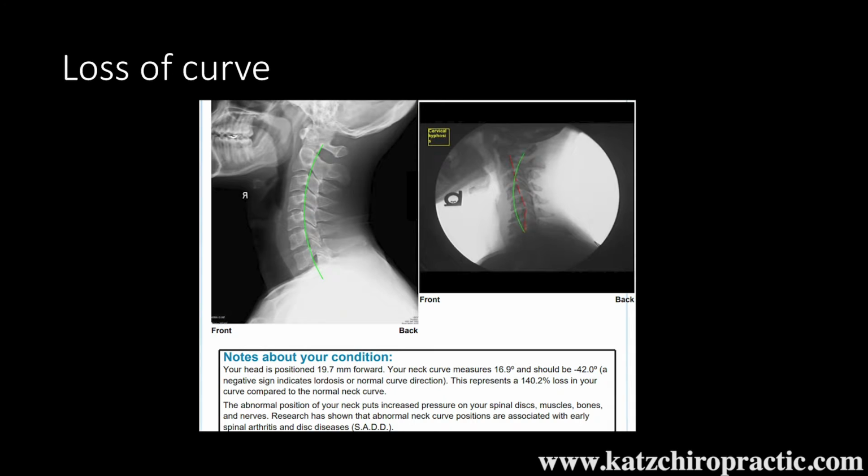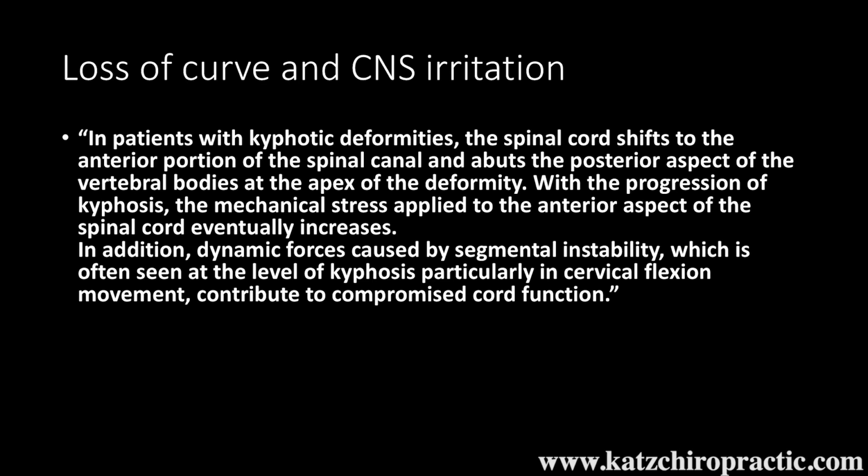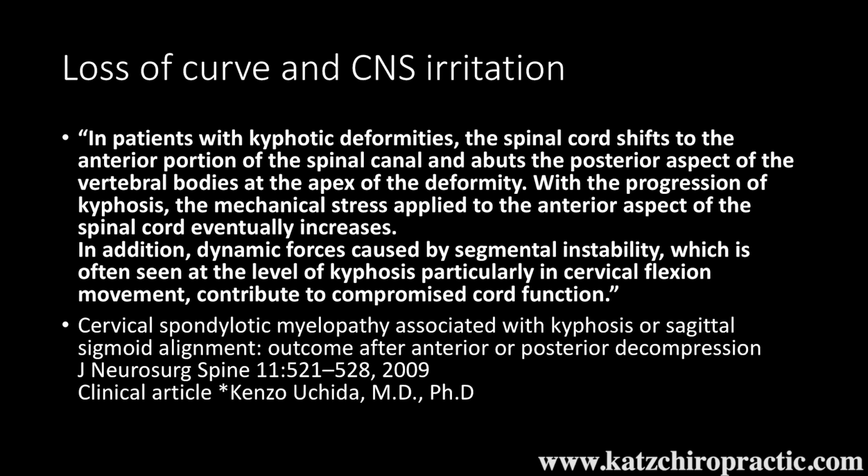Now, big deal, what does that mean? So there's a lot of literature, and I just picked a couple out here. We could always go into this in more detail. In patients with a kyphotic deformity, neck's going the wrong way, the spinal cord shifts to the anterior portion of the spinal canal and abuts the posterior aspect of the vertebral bodies at the apex of the deformity. With the progression of kyphosis, the mechanical stress applied to the anterior aspect of the spinal cord eventually increases. In addition, dynamic forces caused by segmental instability, we can determine that on the DMX, which is often seen at the level of kyphosis, particularly in cervical flexion movement, contribute to compromised cord function. That was published in Journal of Neurosurgery Spine.